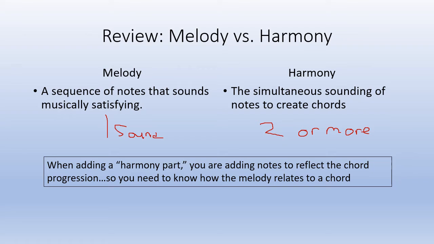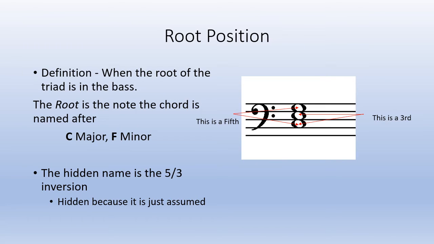And here's an interesting note right down here. When adding a harmony part, you are adding notes to reflect the chord progression. So it's important to know how the melody is relating to the chord, which means it's important to know how to analyze a piece of music. So for the homework after this lesson, that's going to be a big part of it, is just reviewing our Roman numeral analysis. And to do that, you've got to know your inversions.